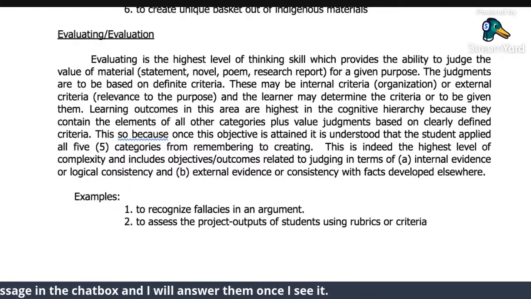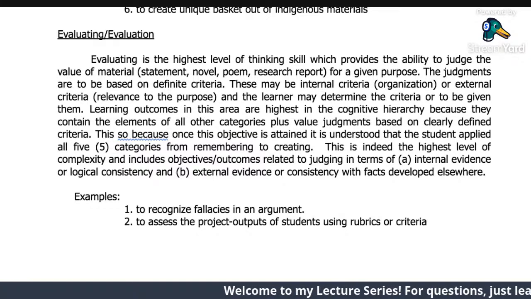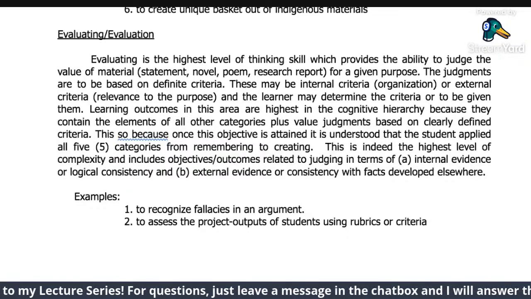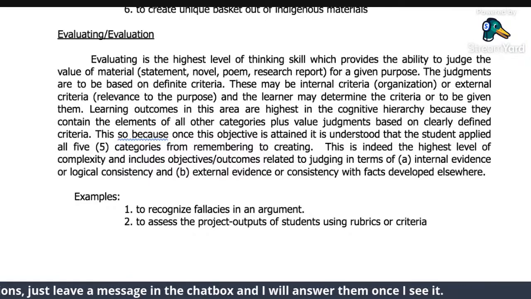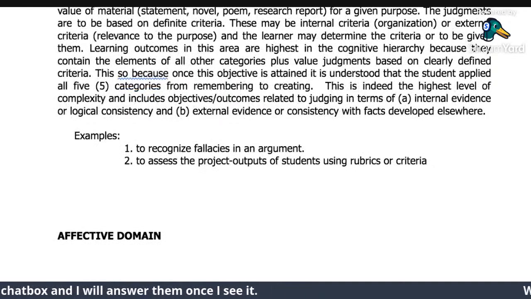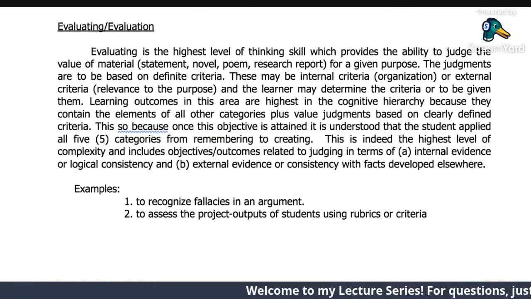So once this objective is attained, it is understood that the student applied all 5 categories, from remembering to creating. So this is indeed the highest level of complexity and includes objective outcomes related to judging in terms of internal evidence or logical consistency, and external evidence or consistency with facts developed elsewhere. So for example, recognize fallacies in an argument. So dito, we are making judgment already. Okay?